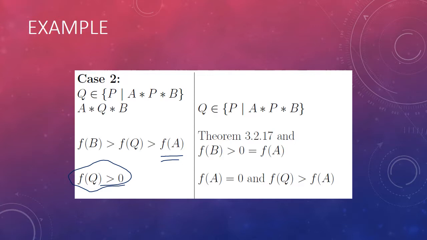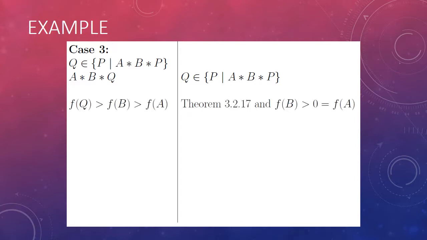Now we can do case 3. Case 3 is actually very similar. Again, we have Q is in this set here, which means that Q has this property for where the P is going to be. So B is between A and Q, which again, by theorem 3.2.17 tells us that this relationship has to be true, and it says that it's either that or this one, but we know this one doesn't work because f of A is less than f of B.